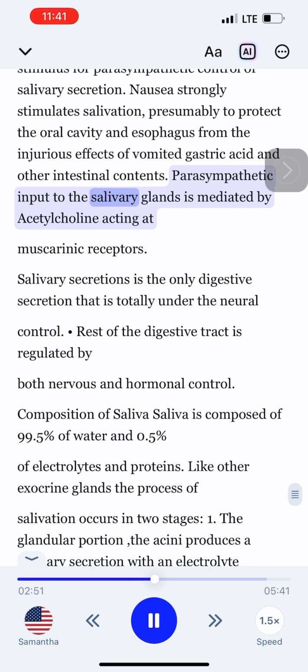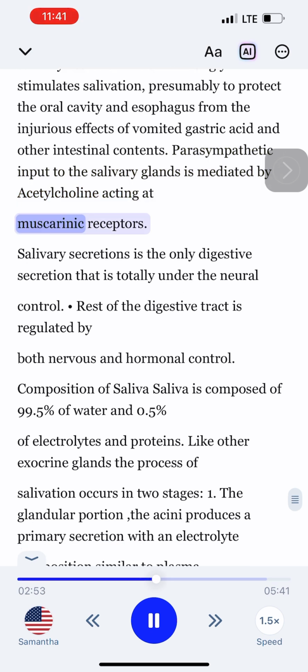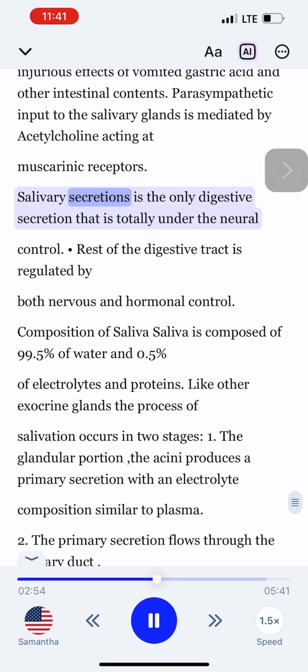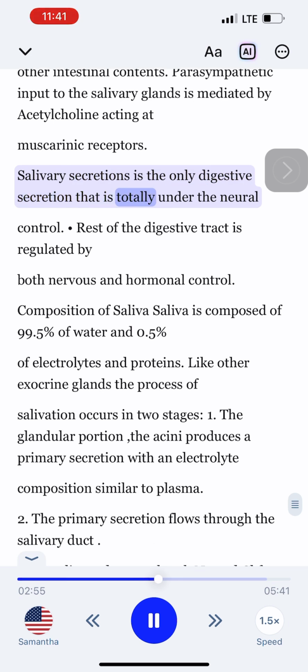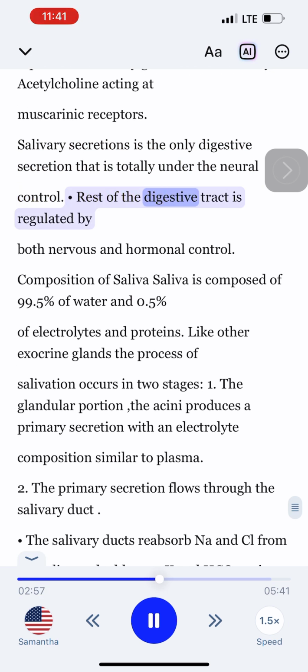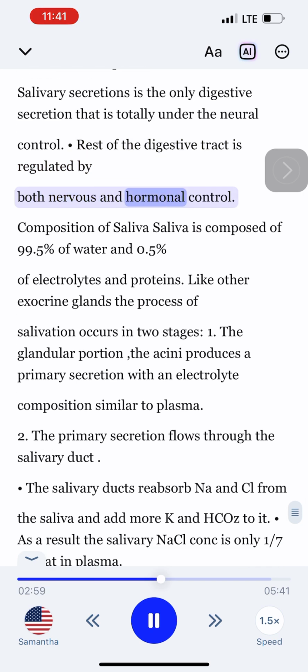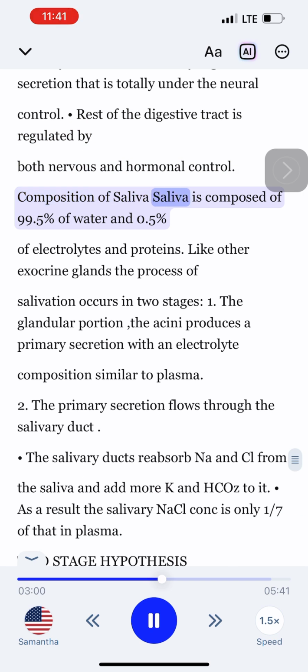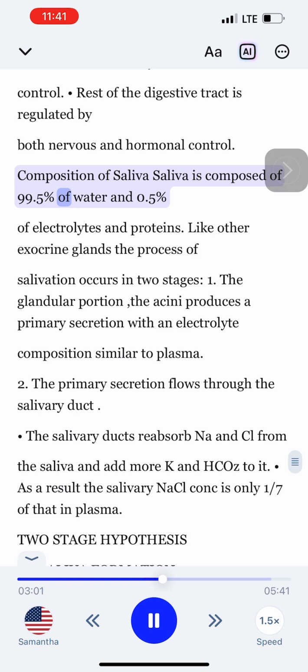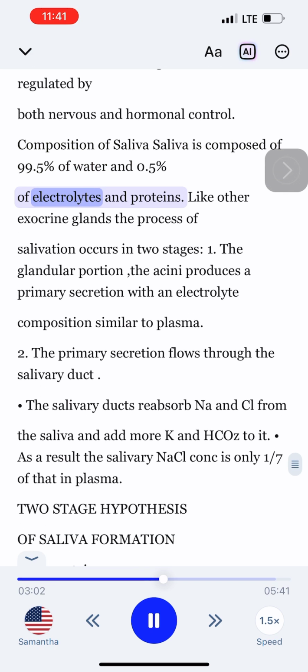Parasympathetic input to the salivary glands is mediated by acetylcholine acting at muscarinic receptors. Salivary secretion is the only digestive secretion that is totally under neural control. The rest of the digestive tract is regulated by both nervous and hormonal control. Composition of saliva: saliva is composed of 99.5% water and 0.5% electrolytes and proteins.